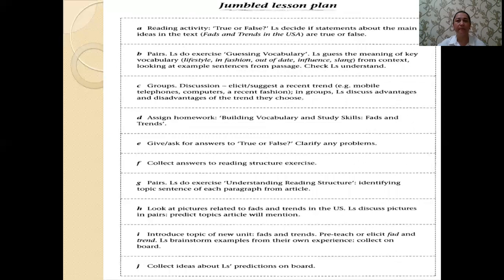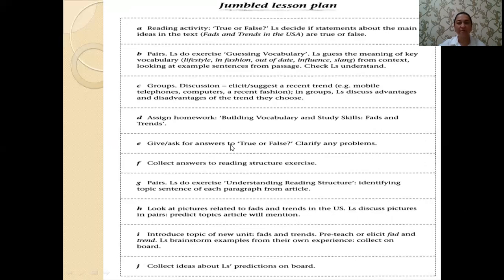The next one. Again, we should put the steps of the lesson in the right order. So reading activity, true, false, pairs. Do exercise, guessing, vocabulary. So the next one, discussion, elicit, suggest a recent trend. So the next one, assign homework. So as you guessed, homework will be at the end.